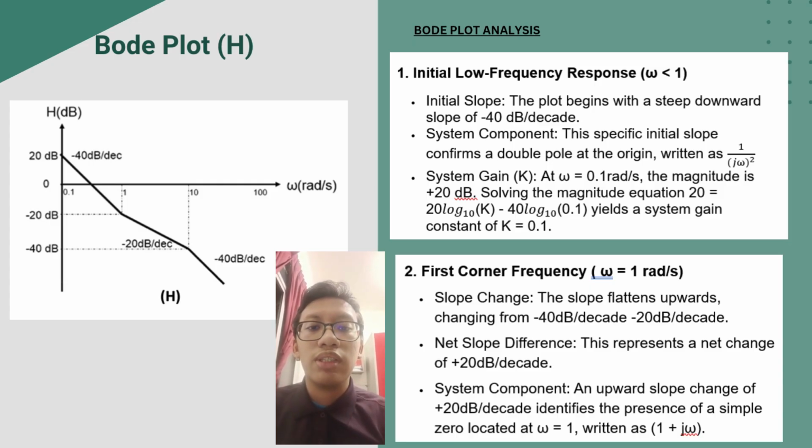Next, we move to the first corner frequency at omega equals 1 radian per second. At this point, the slope changes from minus 40 dB per decade to minus 20 dB per decade. This represents a net increase of plus 20 dB per decade. Such a positive slope change indicates the existence of a single zero. Therefore, a zero is located at omega equals 1 radian per second, represented by the factor in the numerator.